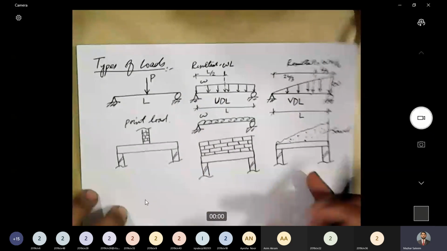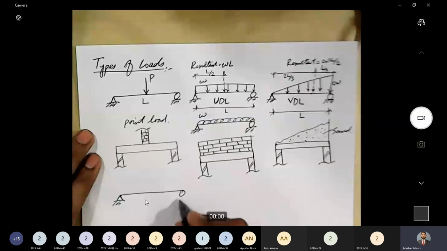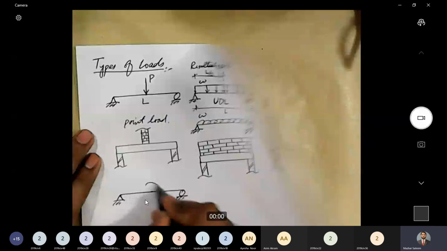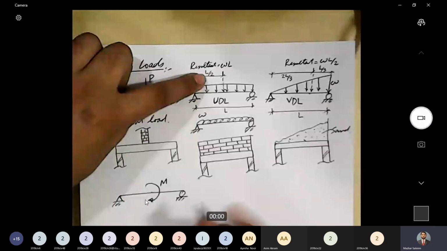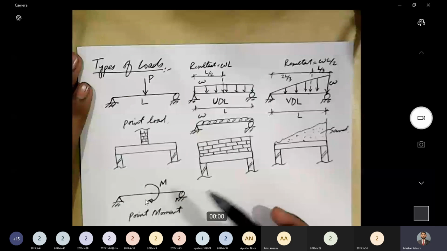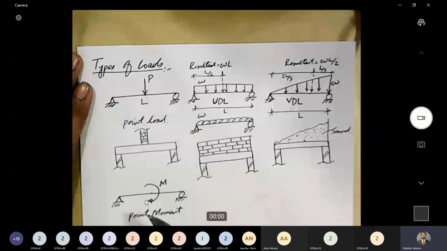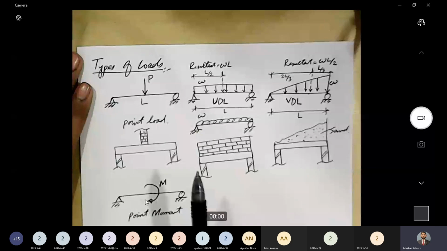Sometimes we will also be dealing with point moments, like if I have a simply supported structure, there might be a moment acting on some point, and this is called a point moment. When we analyze the structure, we will see how to deal with the point moment. Right now, what I want to communicate is that in some cases, other than these forces, we have some moments as well. How to deal with them, we'll see later on.